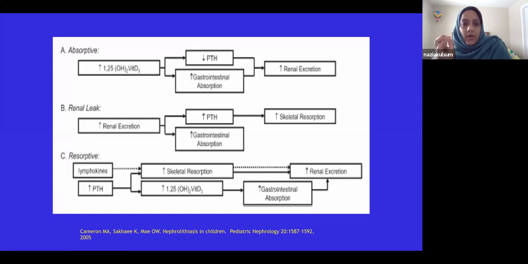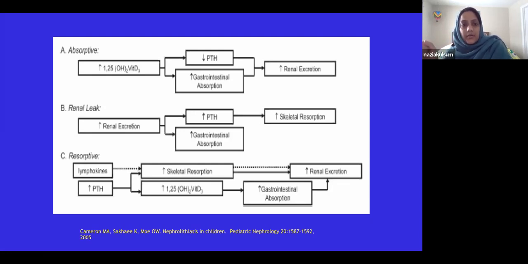So this is the reason why in a patient who has increased calcium losses in the urine, we do not stop their calcium intake. The reason being, if you stop the calcium intake, the only way the calcium in the urine will then come is from the bones. So in order to prevent the bone resorption, you need to have someone who has adequate calcium intake. Otherwise, the bones will get weak.